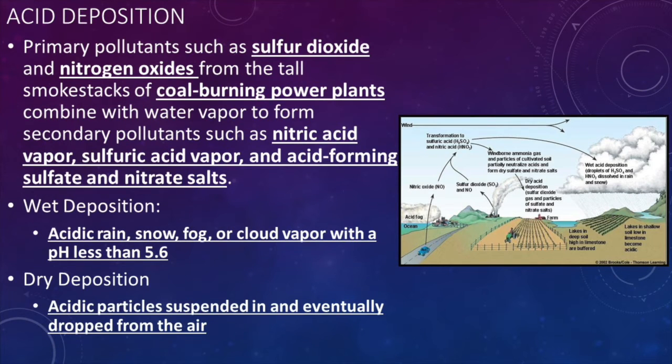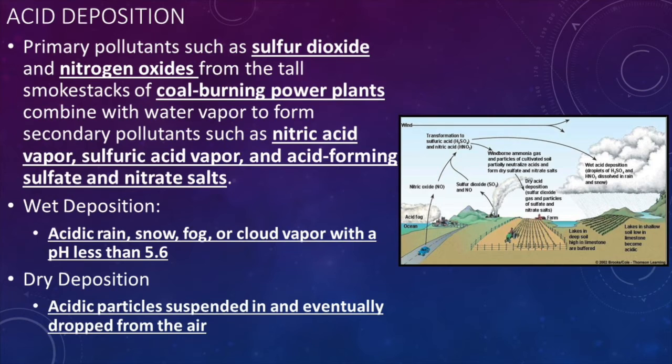Another major concern with pollutants in the air is acid deposition. Pollutants such as nitrogen and sulfur oxides combine with water vapor in the atmosphere to create clouds. They act as condensation nuclei. The water vapor actually attaches to the pollutant molecules as it condenses. This creates nitric acid vapor, sulfuric acid vapor, and acid-forming sulfate and nitrate salts.